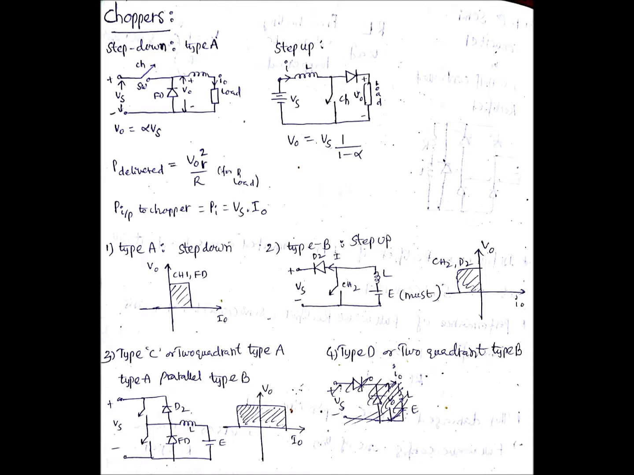If you see type C, it is of two quadrant type, that is a combination of type A and type B. Here the quadrants of operation will be the first two quadrants. It means voltage is always positive, but current can be both positive and negative. So type C is known as two quadrant type A, and there is one more type, type D. It is also a combination of both the choppers, but in a different way, and it is known as two quadrant type B.